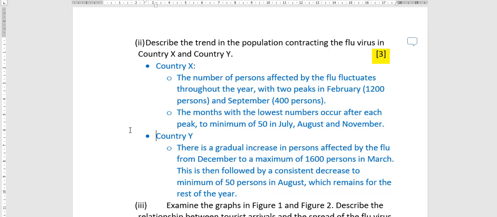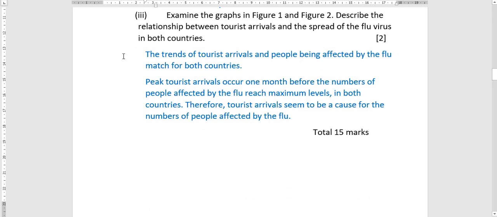And as you can see, 3 marks. And you have 3 points. 2 points for country X and 1 point for country Y. Okay, so let's go on to part 3.